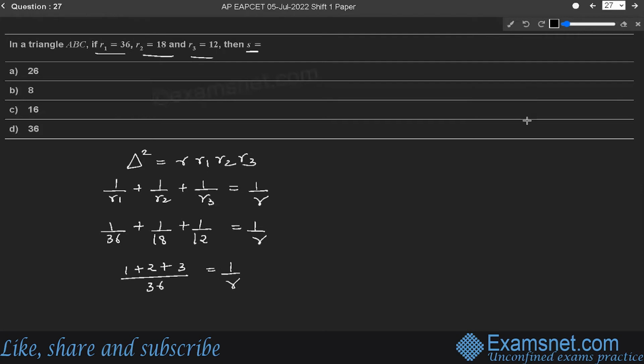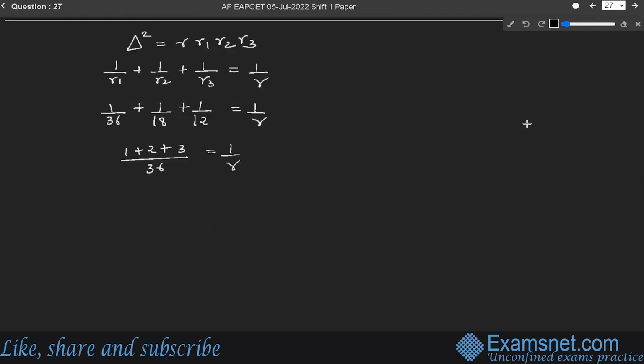From here we can get the value for R. 1 plus 2 plus 3 is 6. 6 upon 36 is equal to 1 upon R. So 1 by 6 is equal to 1 upon R. So R will be equal to 6. This is the value for R. Now we know that delta square is equal to R into R1 into R2 into R3.